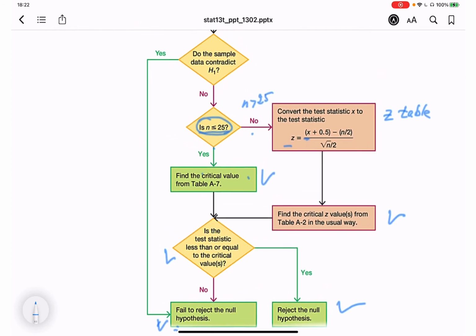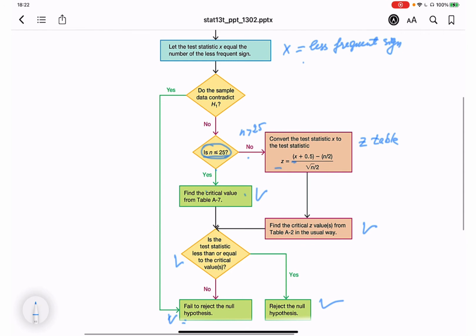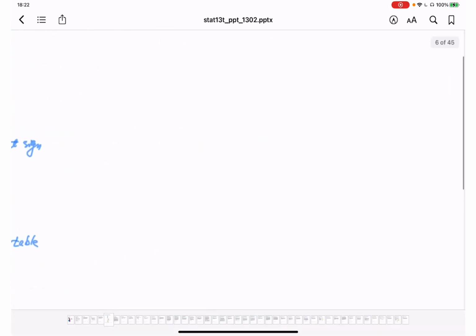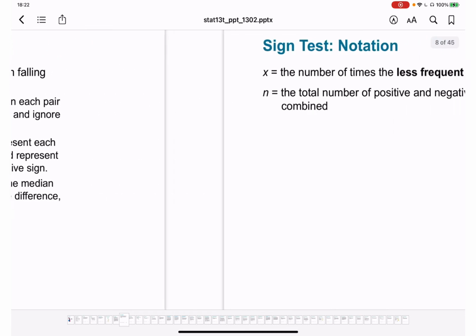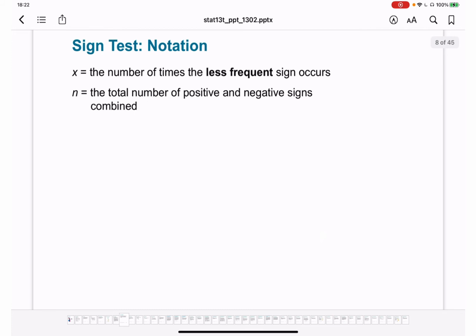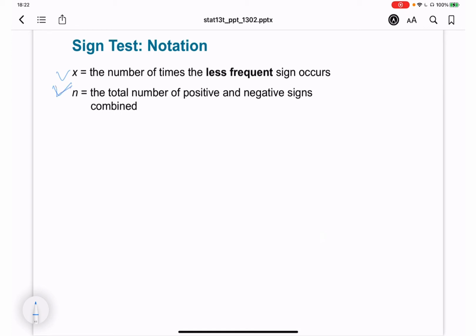Here is the template for the entire test. Now let's move on and start working. This I already talked about, so I'm going to skip it. You can read it. And this one also, let me repeat: X is the number of less frequent signs, and N is the total number of positive and negative signs. Although I said it's the sample size, I was wrong, because when we have a value equal to our median, which is 0, we don't put positive or negative, we ignore that one. So my apologies, we can't say it's the sample size. If we are testing on 150, and we have 150 in the data, then we skip this 150. We are not counting it in this N, okay?